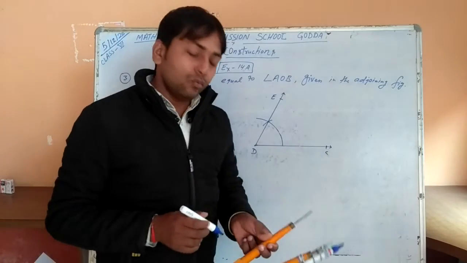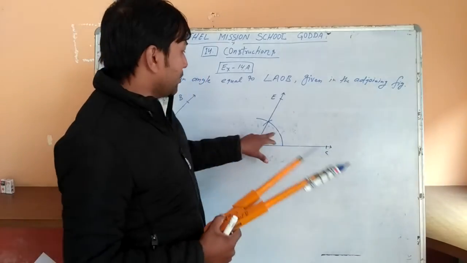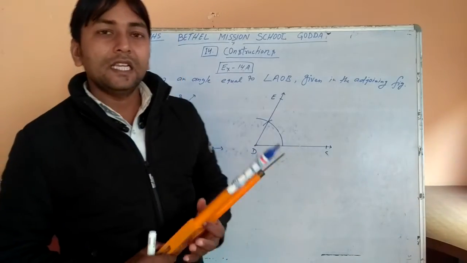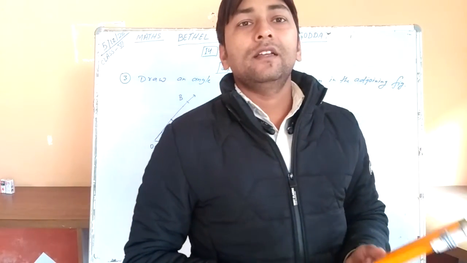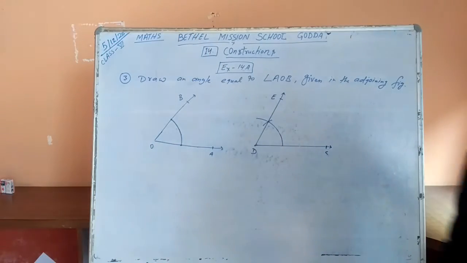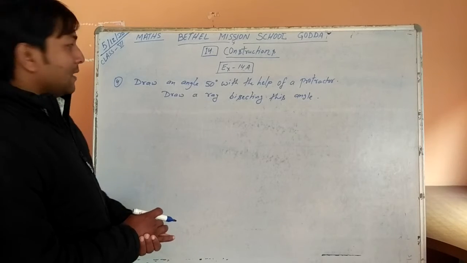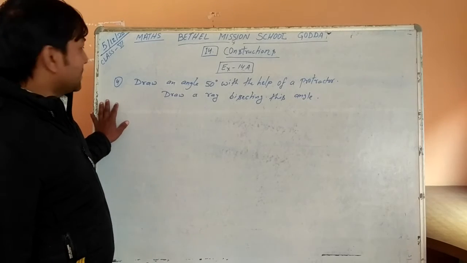This will be the equal angles, okay. When you measure both angles, they will be equal. Now I will solve one more question. Now I have taken a whole number question.